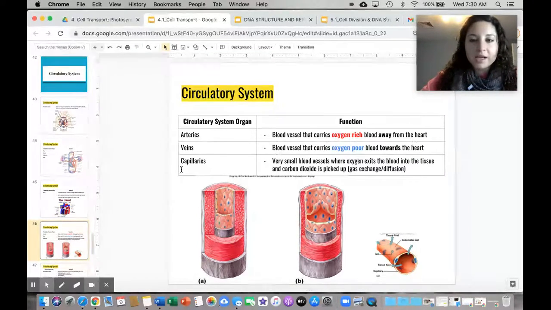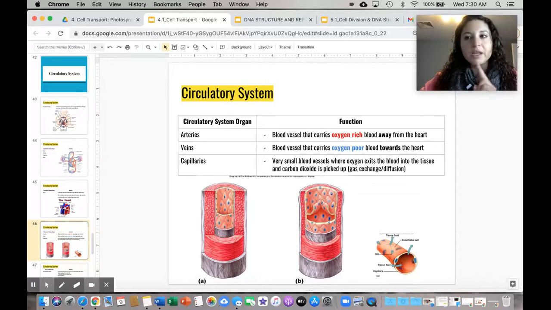So when we're talking about gas exchange between the respiratory system and the circulatory system, gas exchange is taking place between the alveoli of the respiratory system and the capillaries of the circulatory system, specifically the capillaries that surround the alveoli. So these are just some diagrams of what blood vessels look like. You can see there's some different layers involved, but these are the 3 different types of blood vessels that we need to know about.